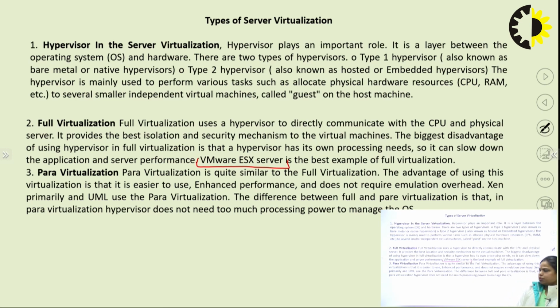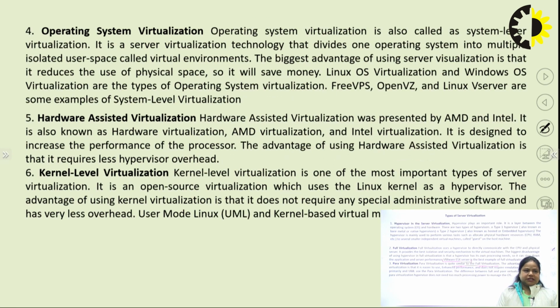Para virtualization is quite similar to full virtualization, but a little bit different, because it has the advantages that it can be easier to use and we can easily enhance the performance. The difference between the two is that in para virtualization, the hypervisor does not require too much processing power to manage the operating systems. In comparison, full virtualization requires complete processing. Whatever time is required, it is spent executing or communicating between the CPU and the physical server.